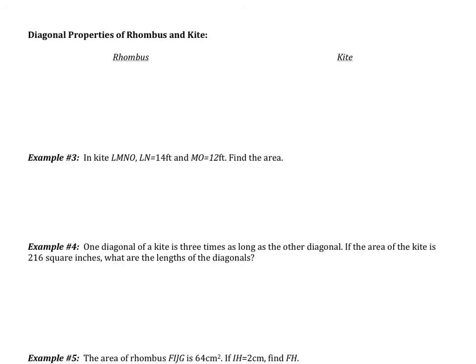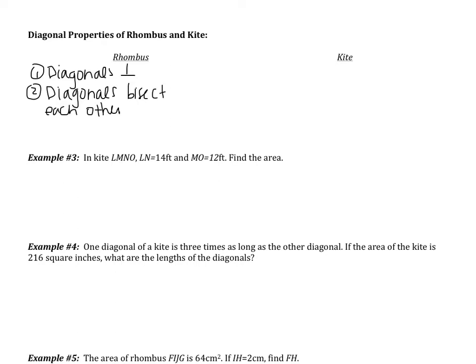Okay, so I want to again remind us of some of these diagonal properties of a rhombus and a kite. So starting off with a rhombus. The diagonals are perpendicular. The diagonals bisect each other. And then the diagonals bisect the opposite angles.